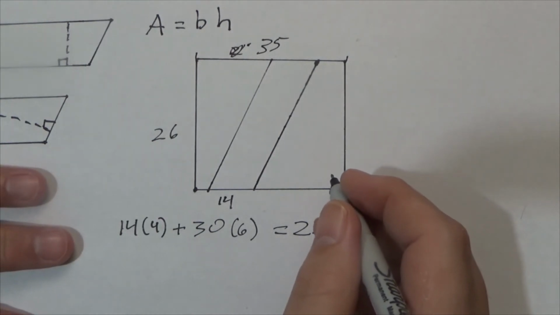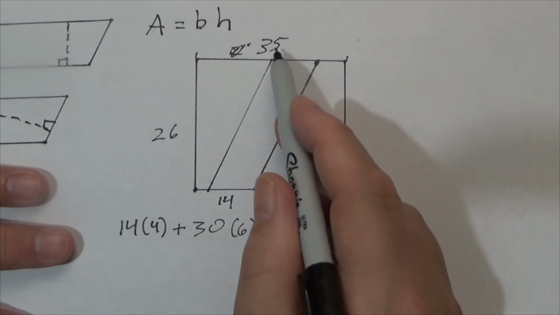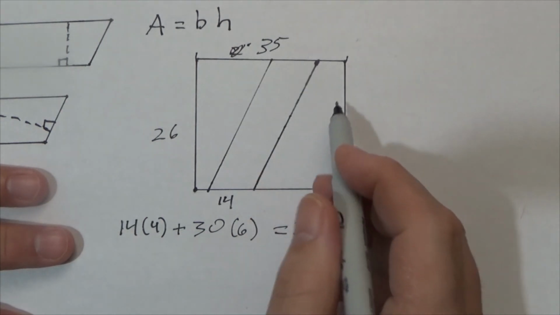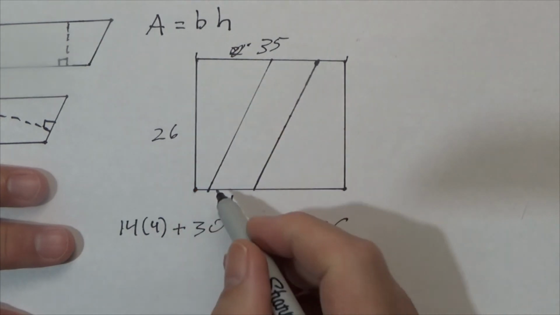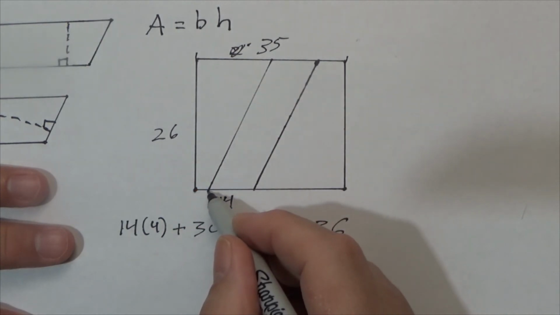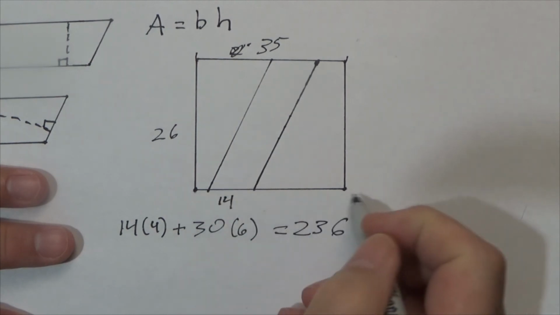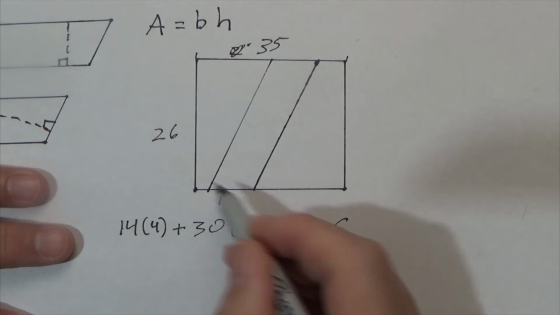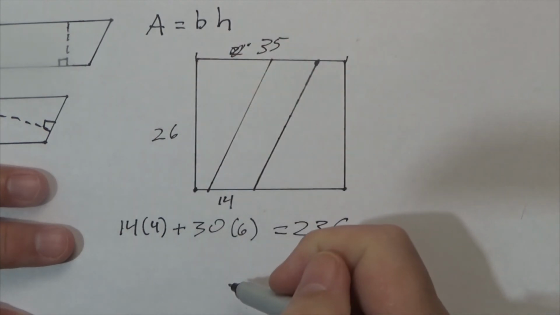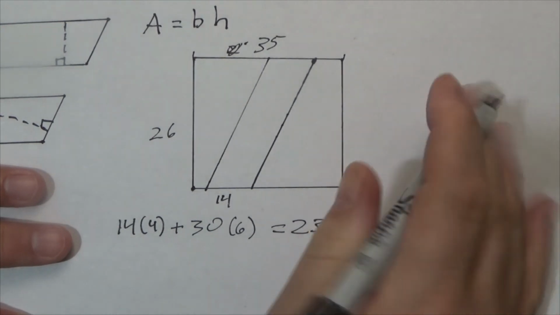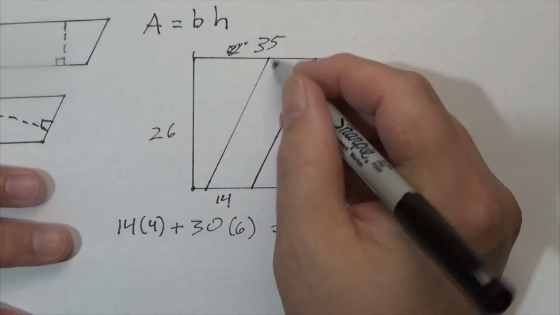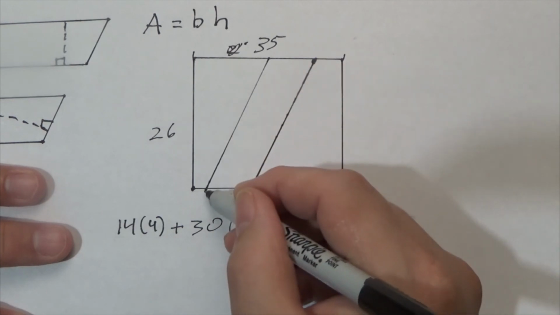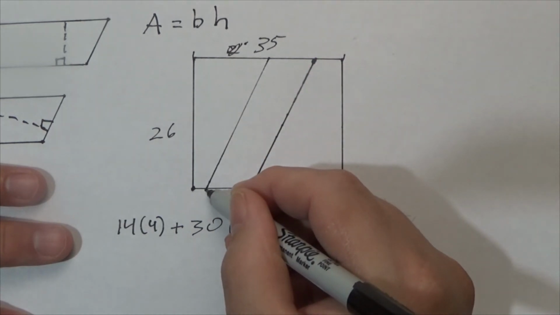Okay, so part of this is understanding what information you do not need. I don't need to know that that's 35 because it's got nothing to do with this figure. The parallelogram only goes from here to here. It doesn't take up this whole 35. But the base on this one is 14 and the height would be 26. All right?